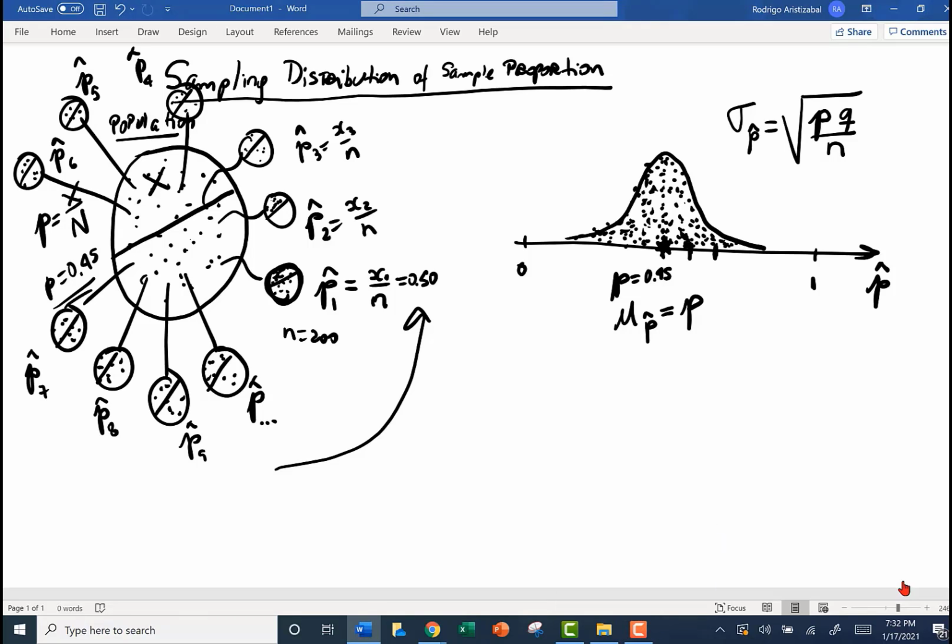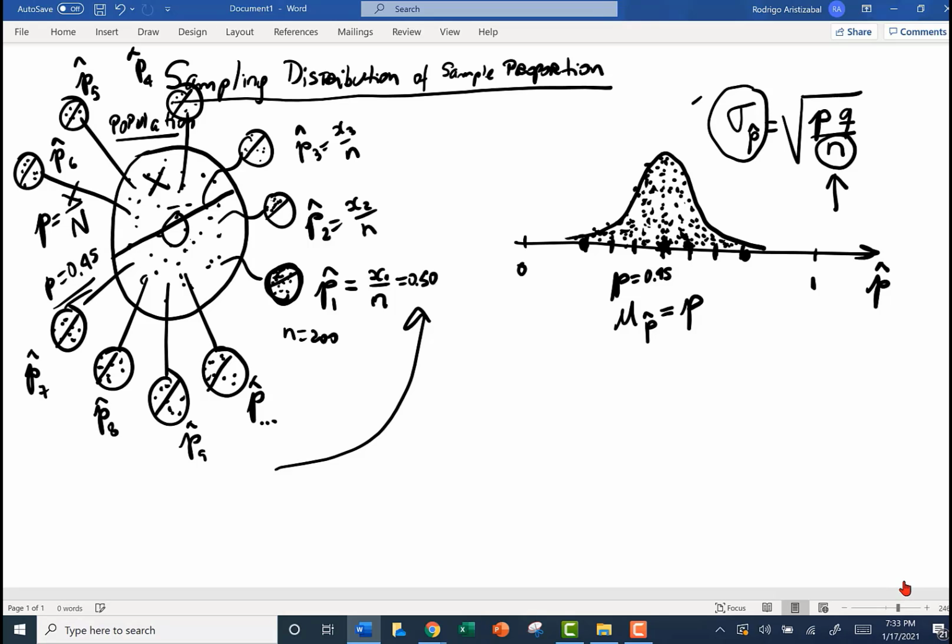Remember, 3 standard deviations to the right of the mean and 3 standard deviations to the left of the mean must reach these 2 points. Between them, we have approximately 99.7% of all sample proportion values. And again, the standard deviation of the sample proportion depends on my sample size. The bigger my sample size, the smaller the standard deviation will be.